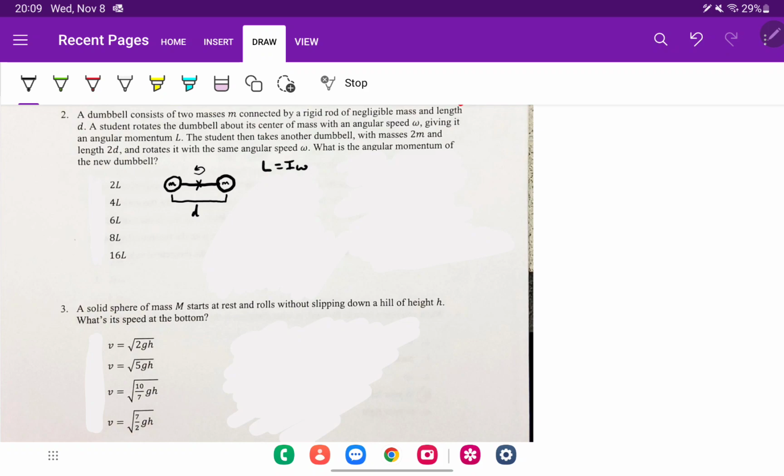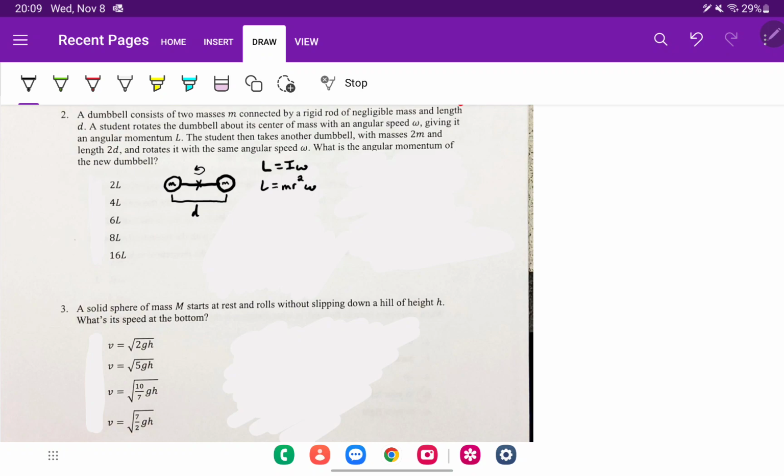But we also know that we just have 2 point masses M. So when we're dealing with point masses, looking at our equation sheet, we have I is equal to mr squared. That's going to be the case for most of these, unless they specifically say that it's like a disk or something like that that has a different I value. But since these are point masses, we're going to just use mr squared. So for angular momentum, we're just going to substitute that in, mr squared omega.